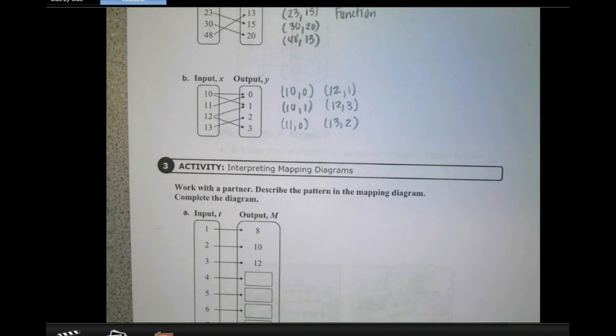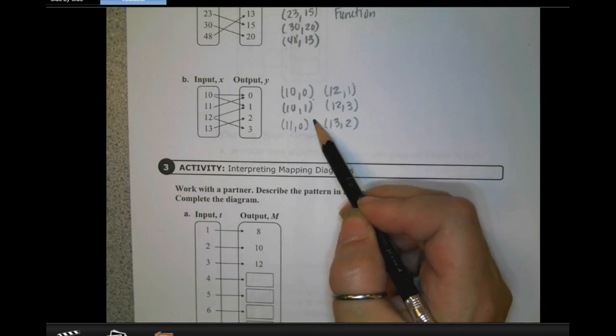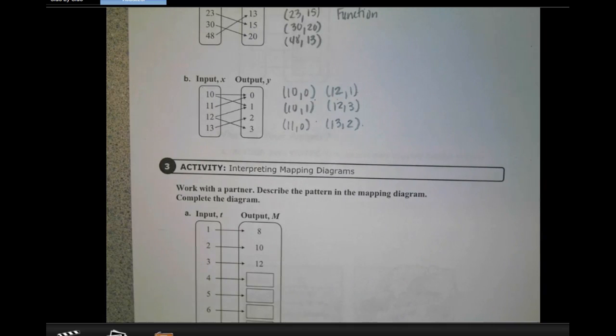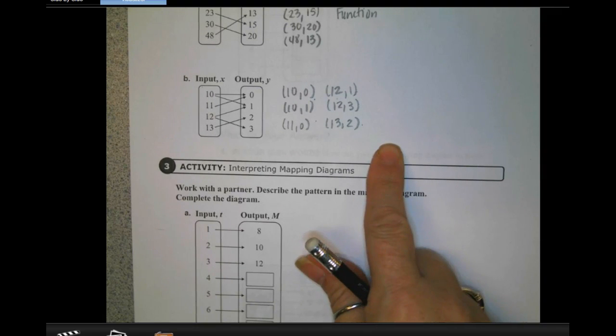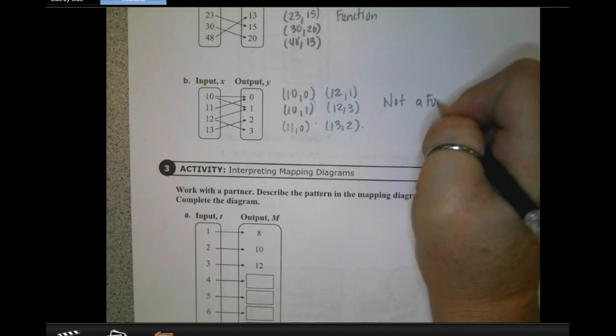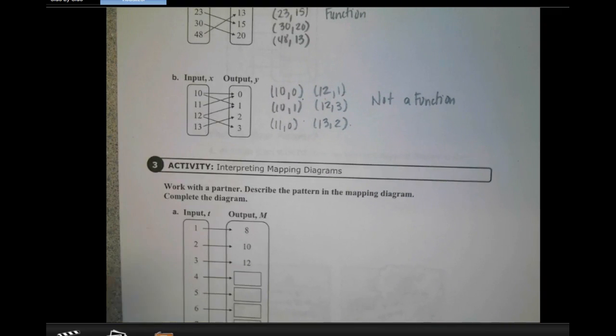All right, so looking at these sets of ordered pairs, do I have any cheaters or repeaters? You got at least 2, right? Yeah, a couple cheaters. 10 cheats on 0 with 1 and 12 cheats on 1 with 3. But 1 is super cheating with 2. So there's a lot of cheating going on. So is this a function or not a function? Not a function. There is a relationship, but they're not a function. All right? So far, so good?